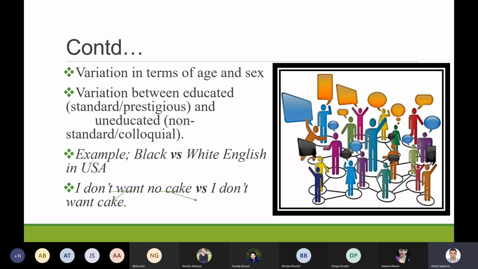Let's have an example. I don't want no cake versus I don't want a cake. Look at the situation. How does the difference between black and white English occur in the sentence given on your screen?